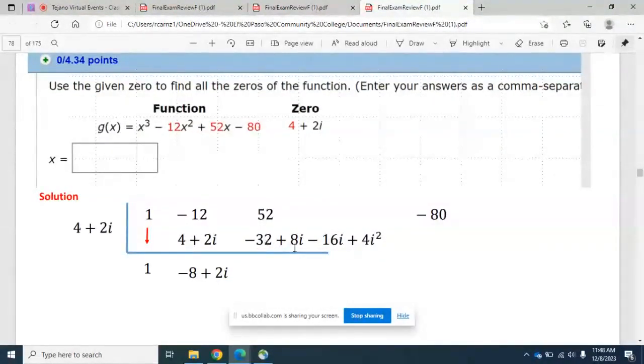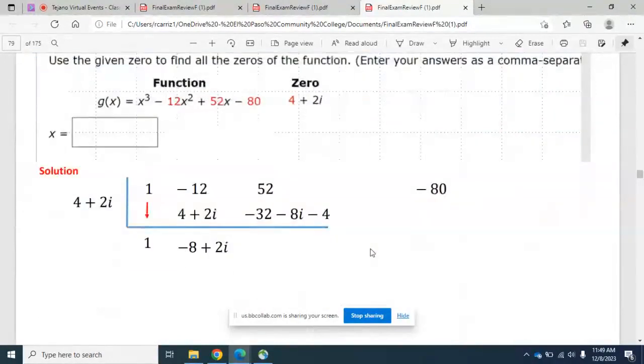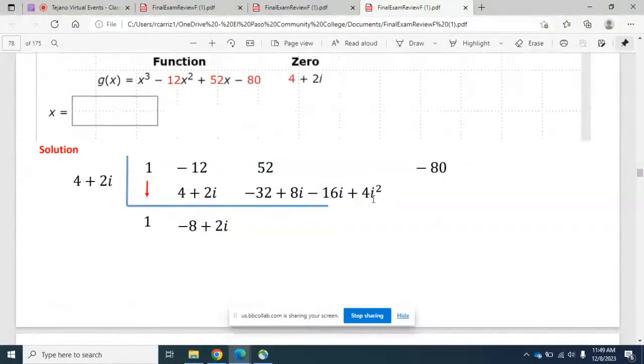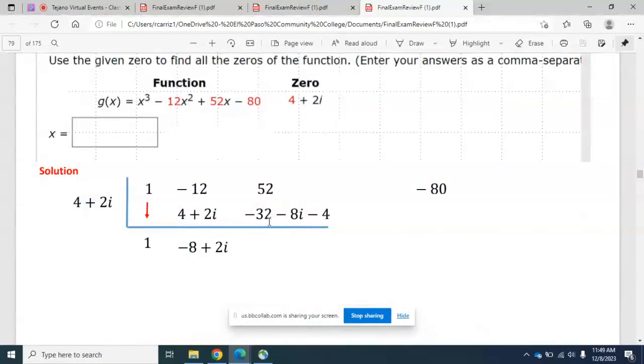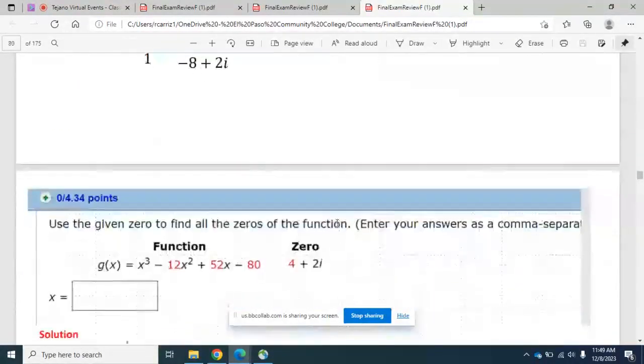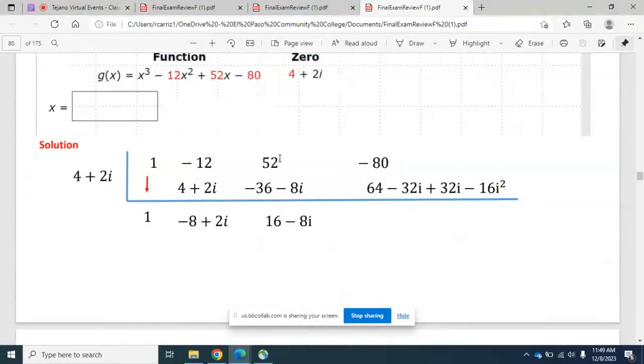And we have this negative 32 plus 8i minus 16i plus 4i squared. We can combine our like terms, and we know that i squared refers to a negative 1 value. So we have a 4 times a negative 1 is a negative 4, and 8i minus 16i is a negative 8i. And this is where I'm at now. I have negative 32 minus 8i minus 4. I can combine more like terms. I have my two real parts, the negative 32 and the negative 4, which is going to give me a negative 36. So now I can add.